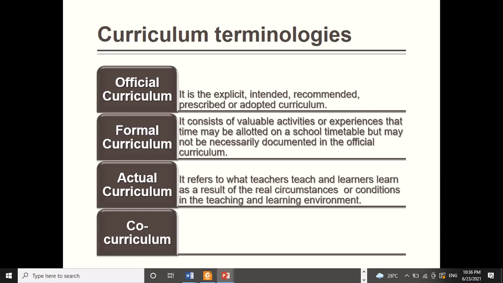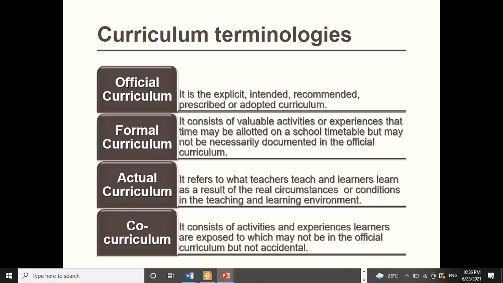When you talk of the actual curriculum, though we have been given the official curriculum to teach this and that, because of certain circumstances, the actual things that the teachers teach and the learners learn are what we call the actual curriculum. So the actual curriculum differs. It may differ from school to school and region to region.